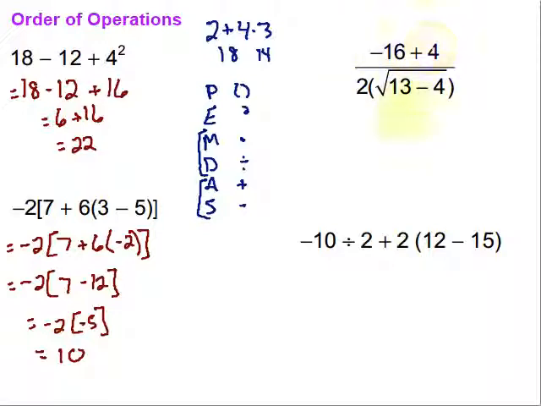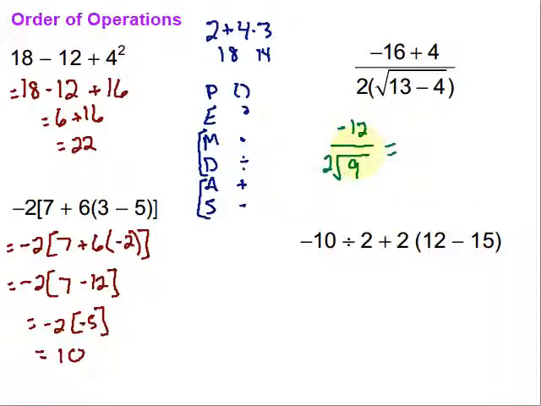We have negative 16 plus 4, which is going to give us negative 12. Then on the bottom, ooh, we've got more going on here. Well, we've got 2, and then inside here we've got a square root with a 13 minus 4. A square root is another thing that can be used as a grouping symbol. So here we're going to take care of the 13 minus 4 first. So now we have the square root, 13 minus 4 is 9.